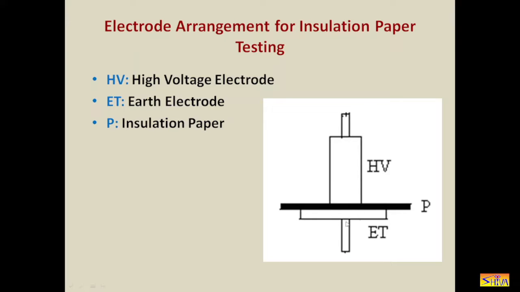Lower electrode is circular in nature. Again, its thickness and diameter should be as per the standard. And this electrode is grounded. Upper is connected to high voltage, whereas lower electrode is grounded, and this is the insulation paper.